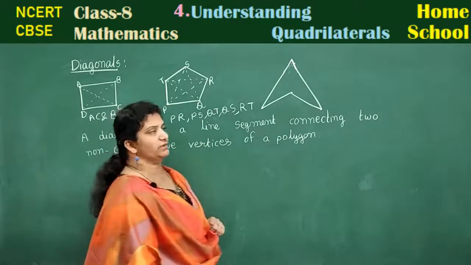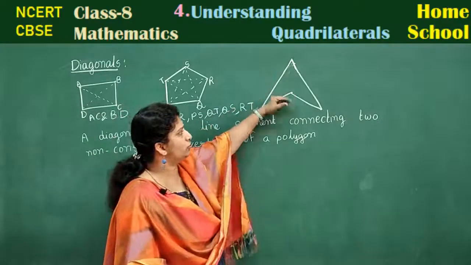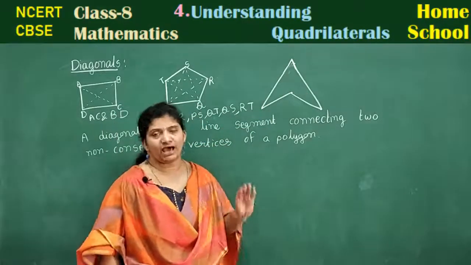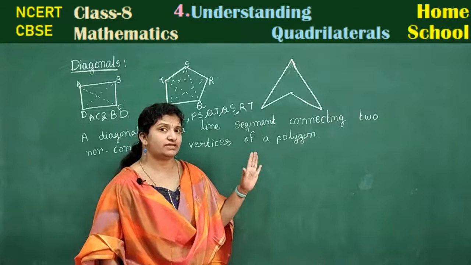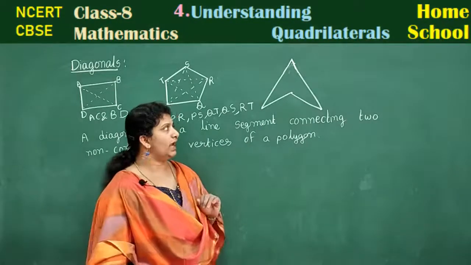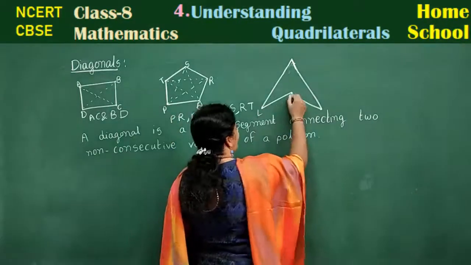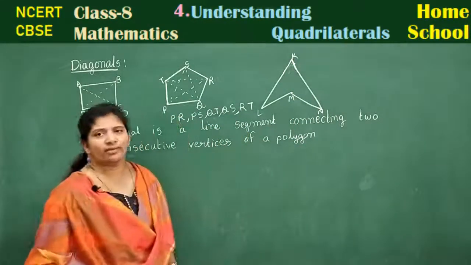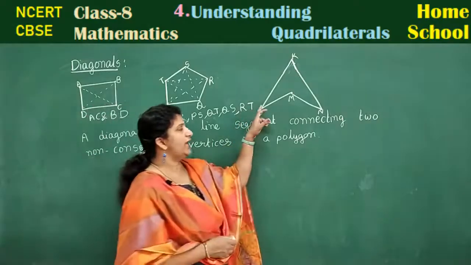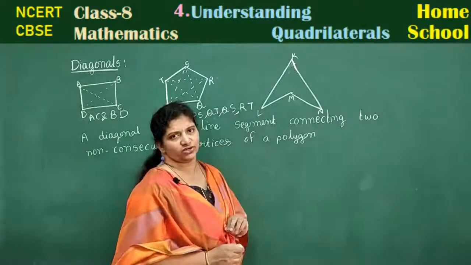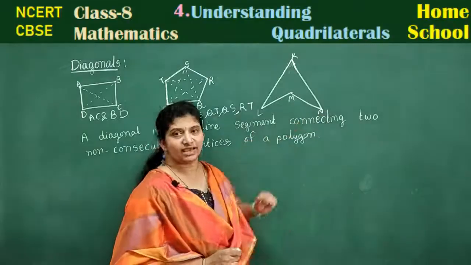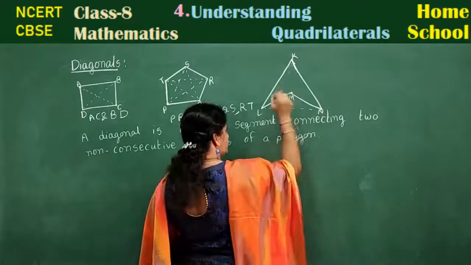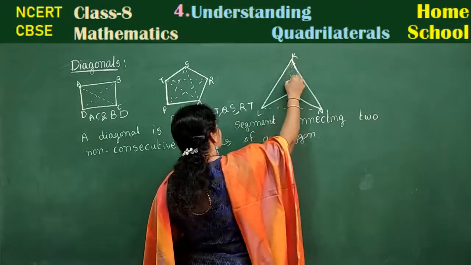And then the next figure, 1, 2, 3, 4 sides you have. So it is a closed polygon having 4 sides. You can say it is a quadrilateral. But now, where are the diagonals? L, M, N, K. So now, show me the diagonals here. For L, M and K are consecutive. Non-consecutive means N.